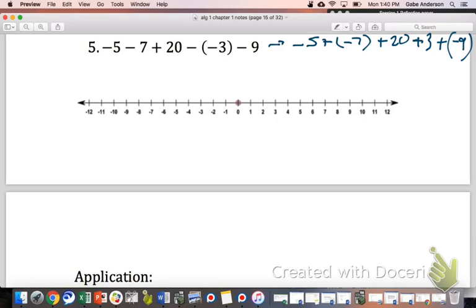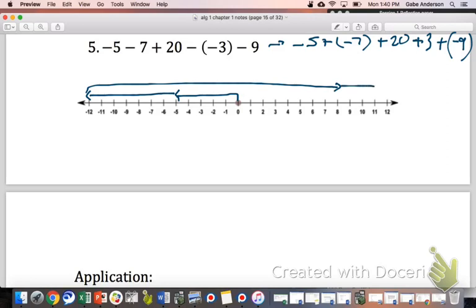Okay, so if you use the number line, you'd start off at 0, and we would go left 5, and then left 7, and then right 20, so we'd go all the way back over here. You'd end up at 8, and then you would go right 3, and then left 9.